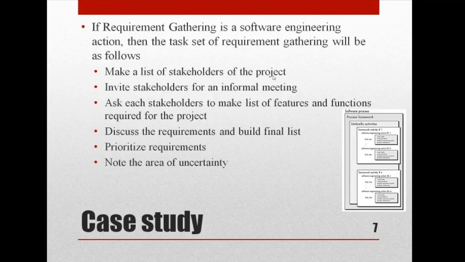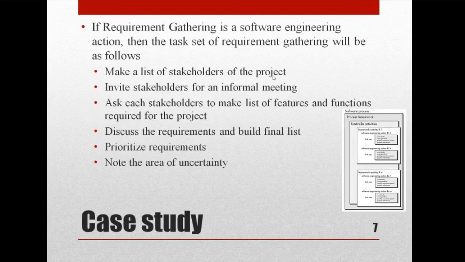So you will be taking all those things. Once that is discussed, you'll be building up the final list. Once the list is finalized, you have to prioritize the requirements. That is also a task. Once the requirements are prioritized, you have to find the areas of uncertainty, whether it is possible or not, whether any difficulty is there or not. So all these are the tasks which you have to do for requirement gathering.